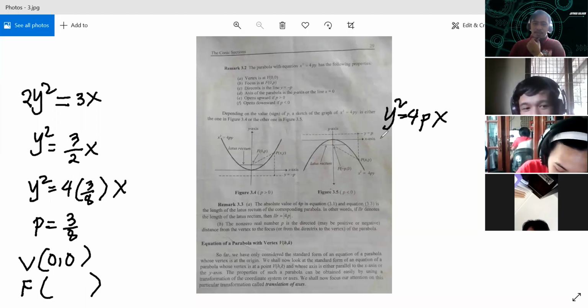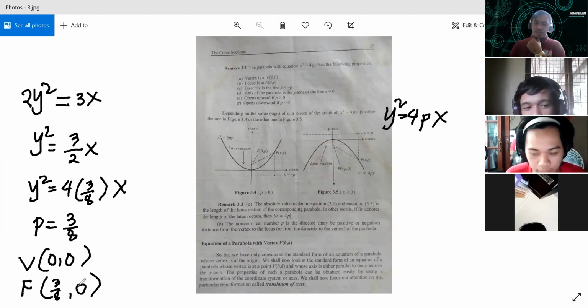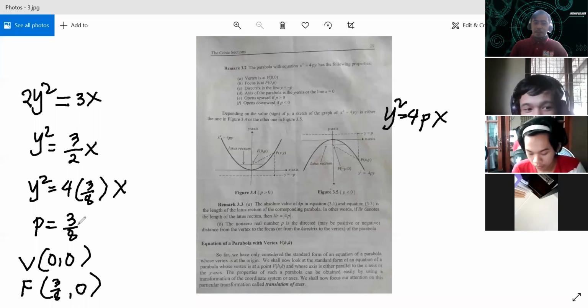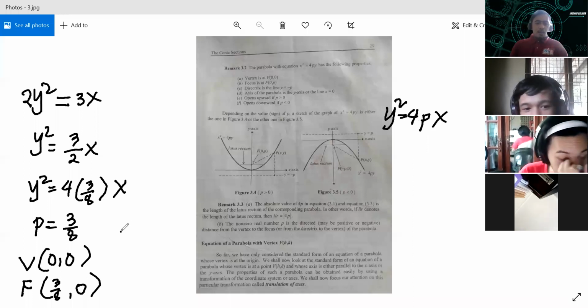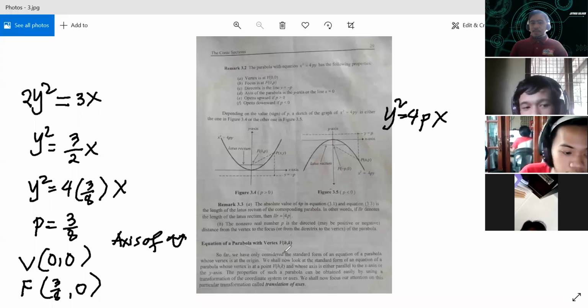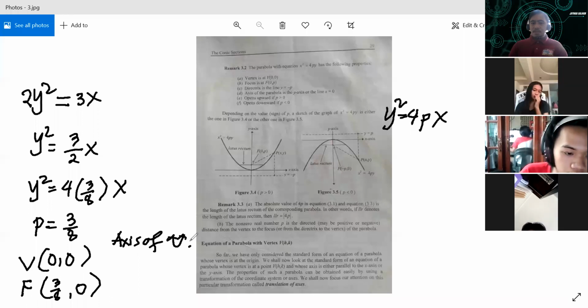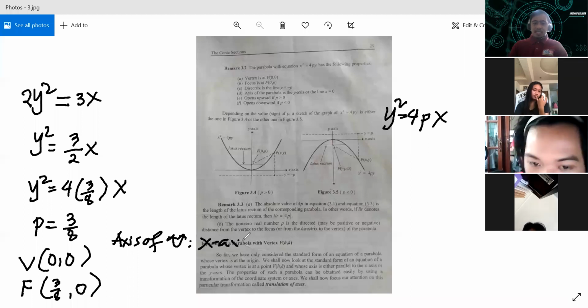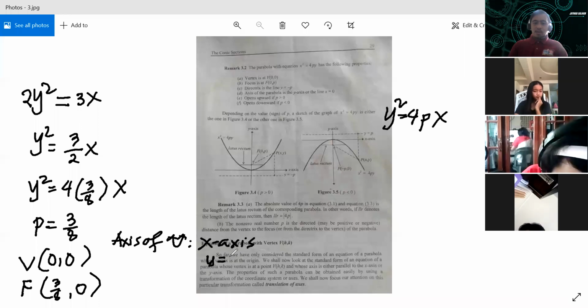How about your focus? Since it is y squared, 3 over 8, 0, sir. Very good. 3 over 8, 0. The 3 over 8 is coming from your p, and this 0 is fixed for this form, right? Next, what is the axis of your parabola? The x-axis, sir. Very good. The x-axis, or y equal to 0.